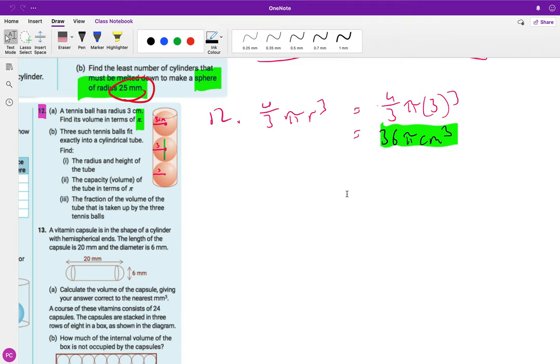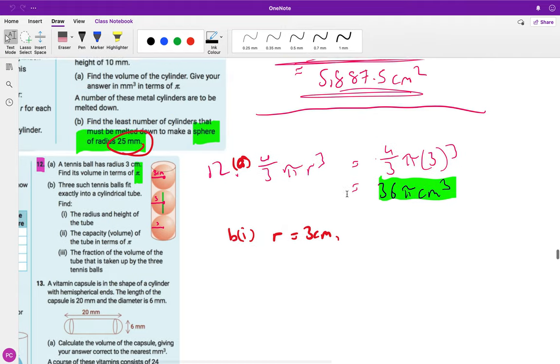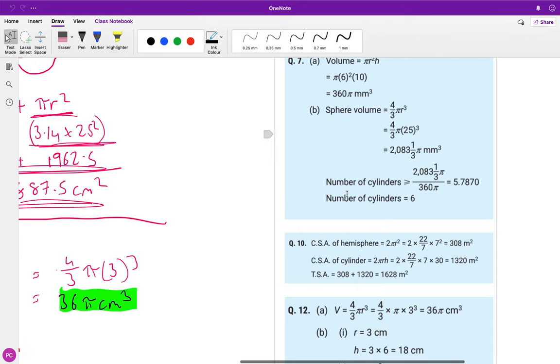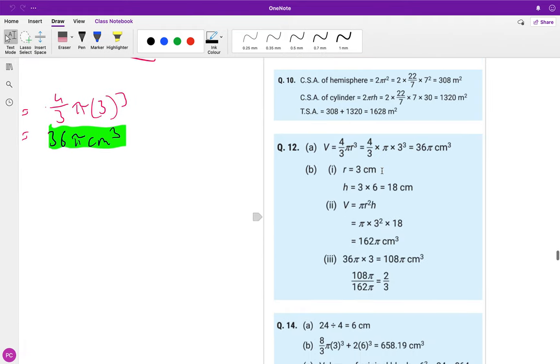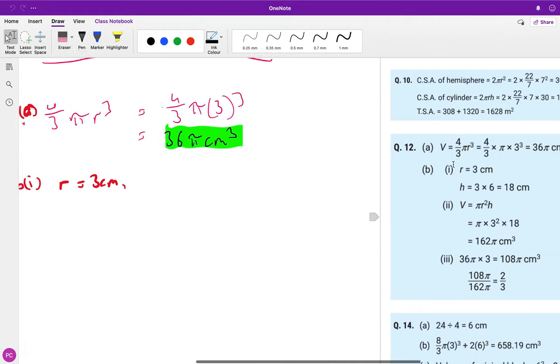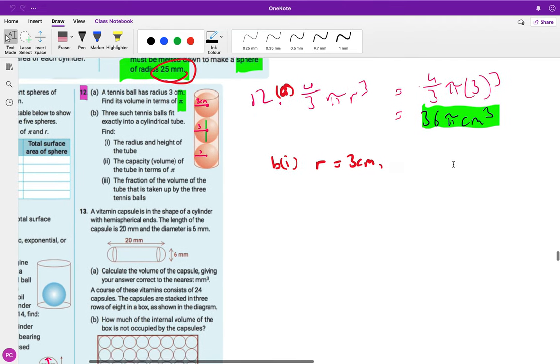Is it a trick question? I'll check the solution just to make sure, because we can tell from the radius of our tennis ball that they fit exactly in there. So for B part 1, the radius is equal to 3 centimeters. The radius of the tube is the same as the radius of the ball. I have the solutions out here on the right somewhere. Yeah, radius is 3 centimeters. Grand, so we are right.